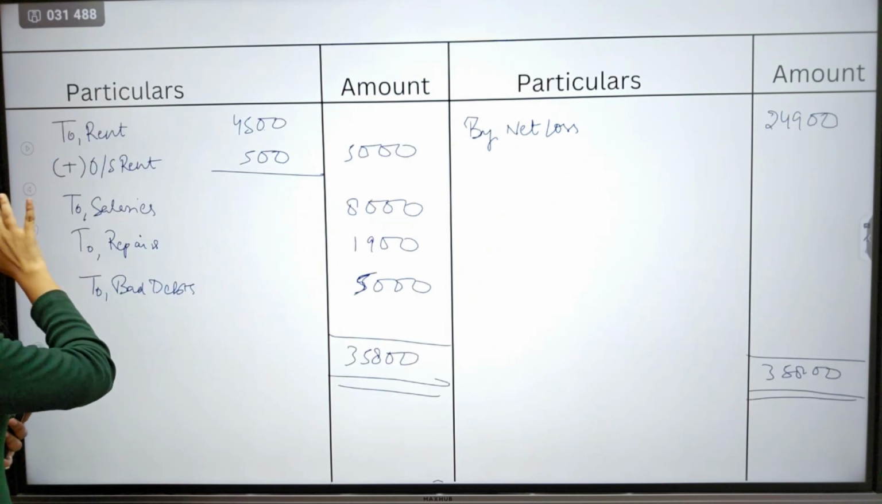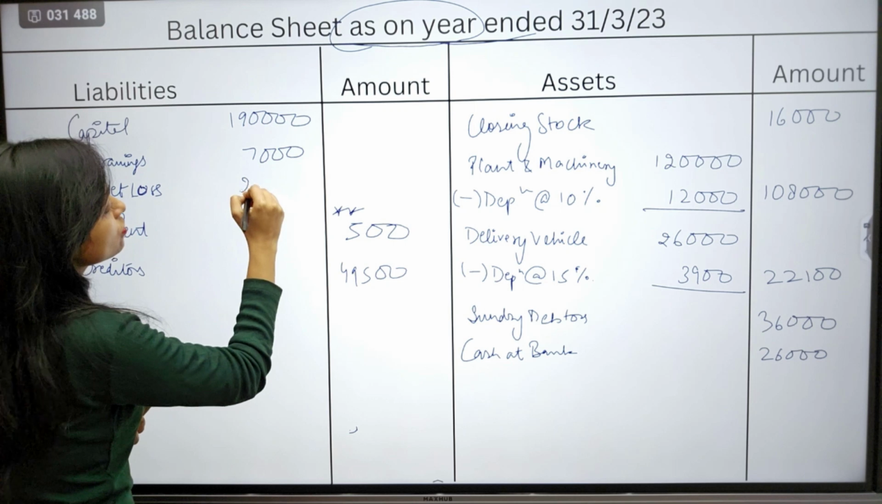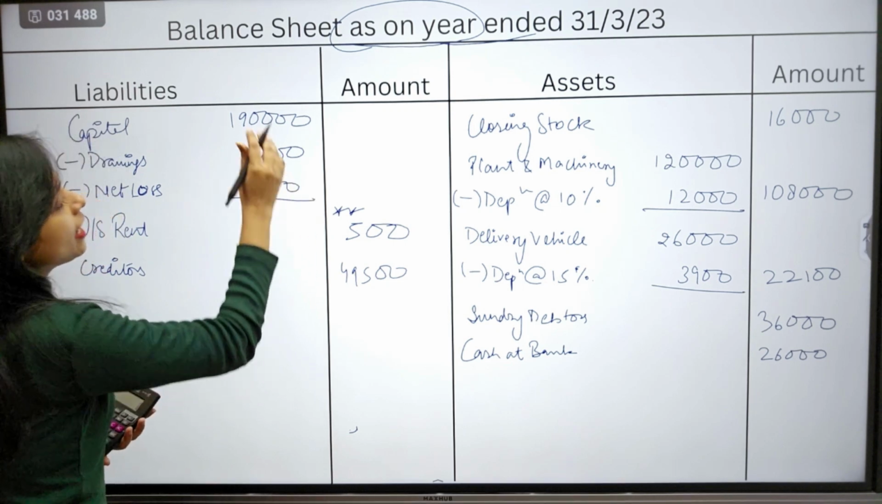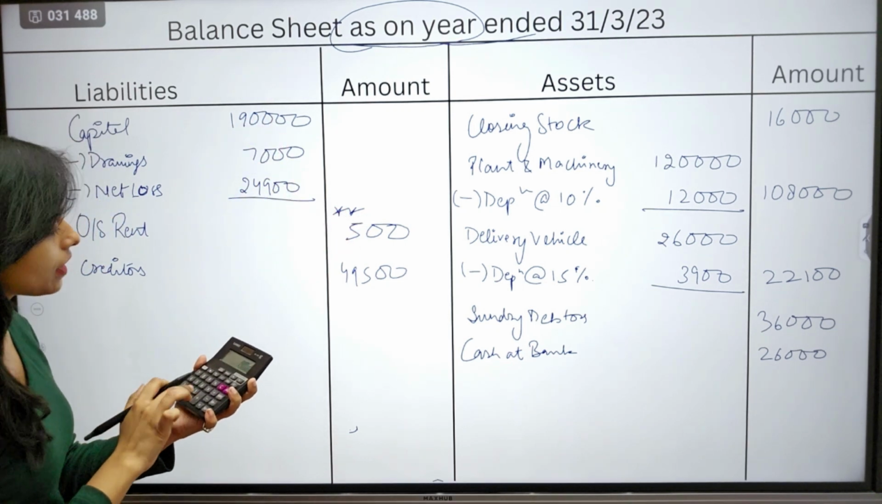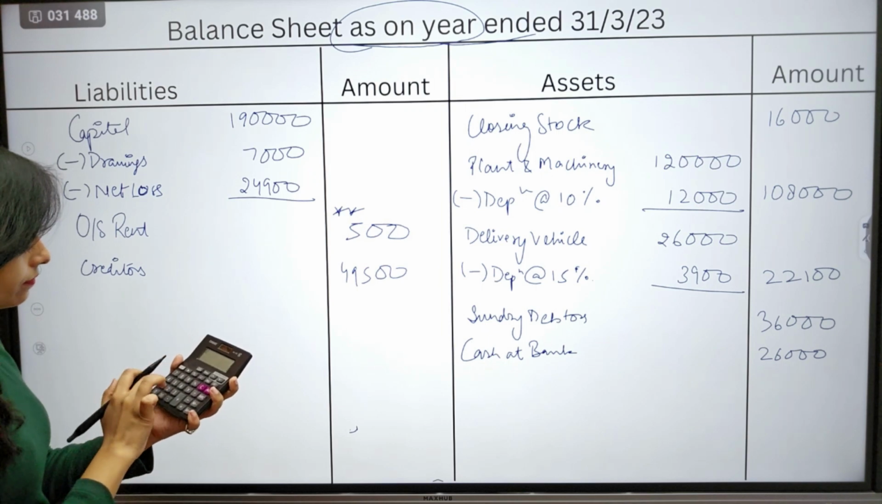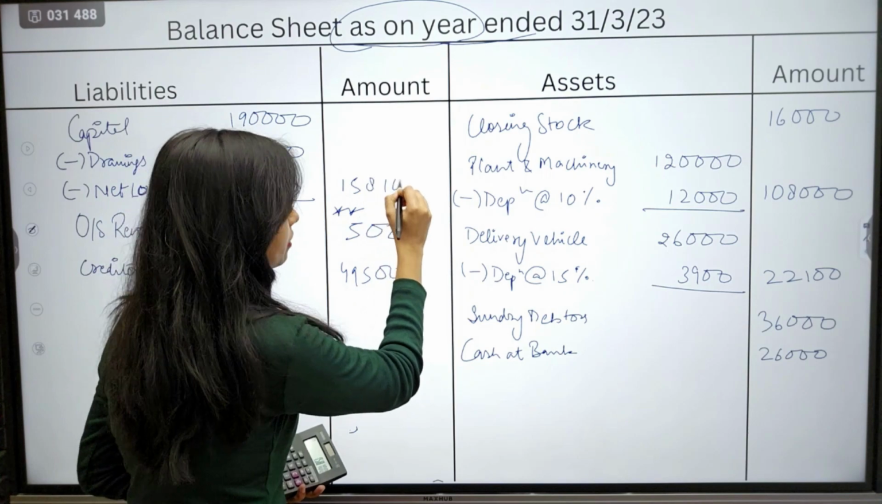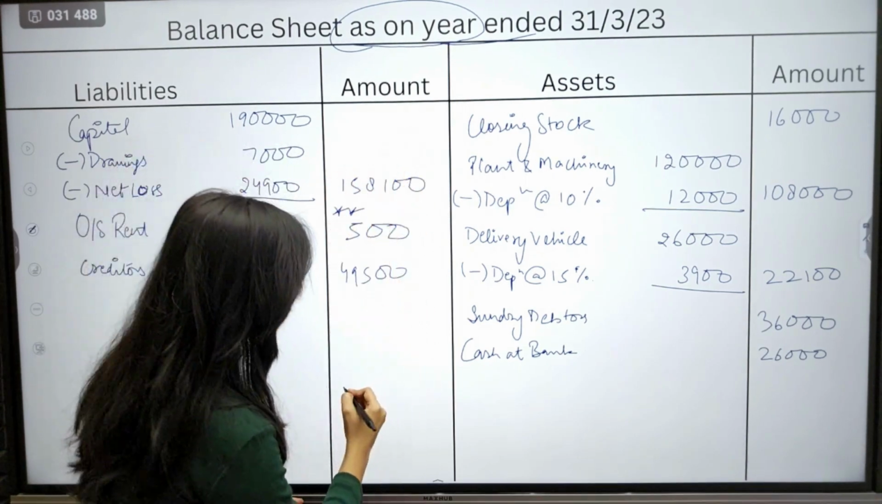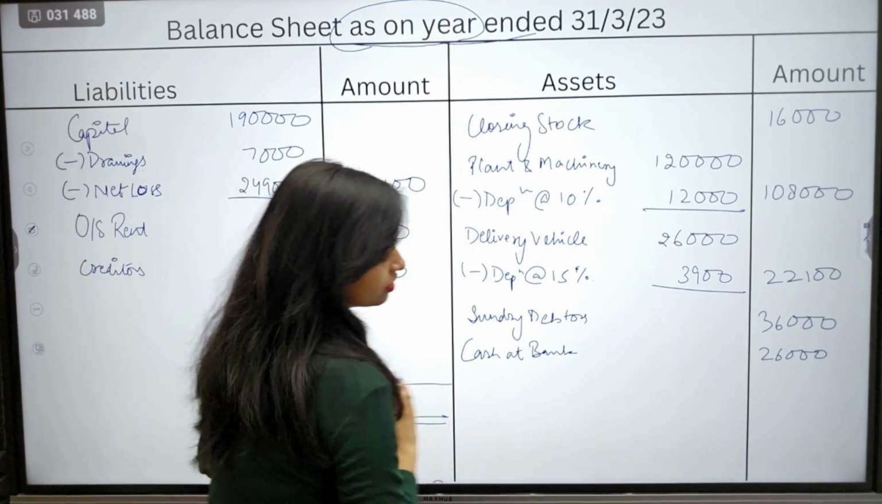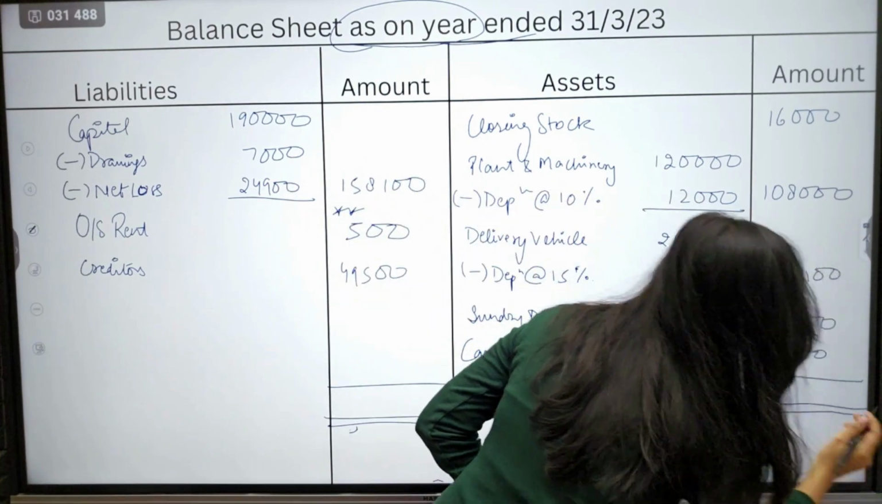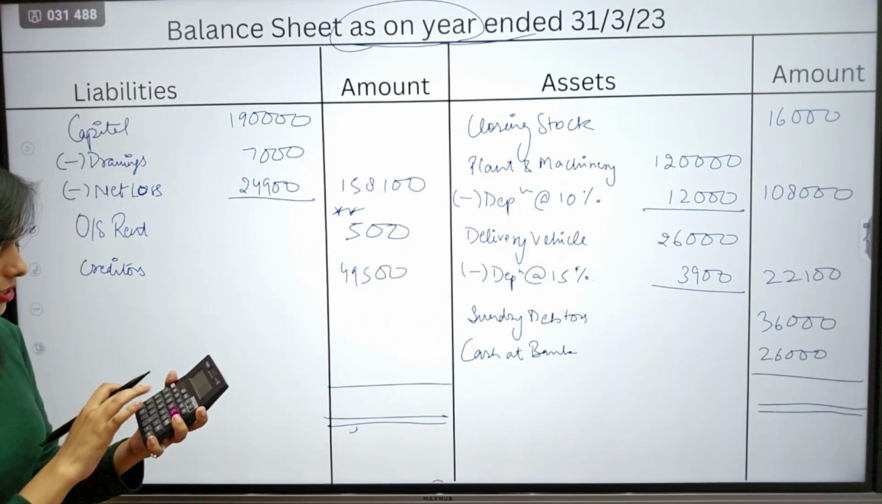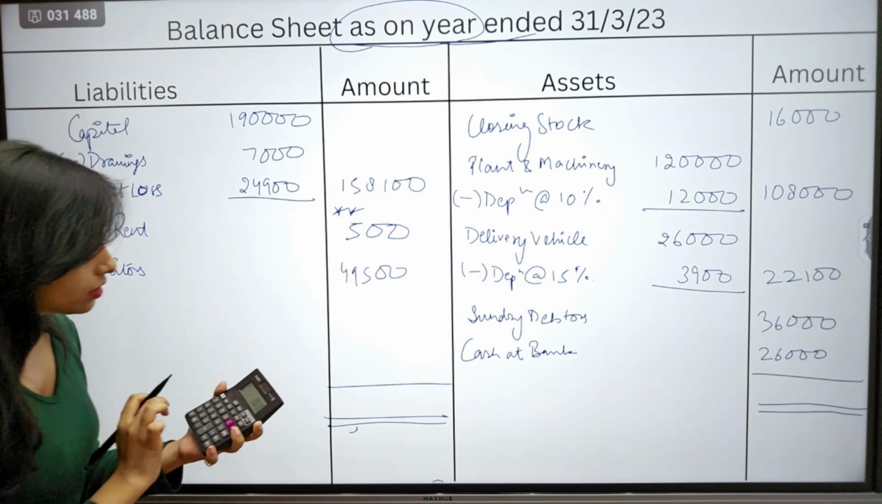So net loss was how much? 24,900. We are just going to write 24,900 here and write the final amount in the outside column. It is 158,100. Now we have everything here. Let's do the total and see whether our balance sheet is matching or not. Okay, it is 208,100.